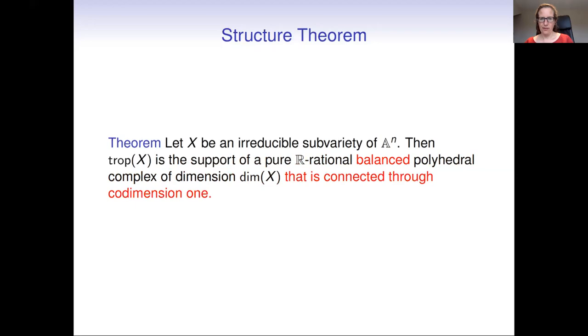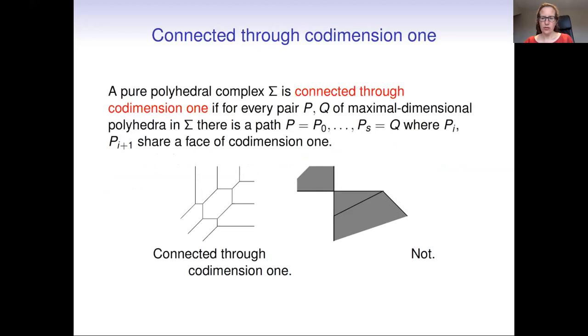Okay, so let's come back to connected. I'll start with connected through codimension one. This turns out to be the hardest to prove, but fairly easy to understand. A pure polyhedral complex is connected through codimension one if I can walk from any maximal polyhedron in the complex to any other maximal polyhedron, in a path where I jump from one polyhedron to another, only crossing faces of codimension one. Suppose I wanted to go from this face to this face. This is a one-dimensional polyhedral complex, so codimension one means zero-dimensional, means vertices. I can go from here, across the vertex to here, across the vertex to here, across the vertex to here, and then to here.